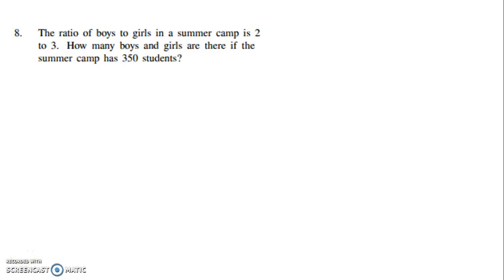This video is to help you with number 8 on CR Helper number 23. So let's read it over. It's a ratio problem. The ratio of boys to girls in a summer camp is 2 to 3. How many boys and girls are there if the summer camp has 350 students?